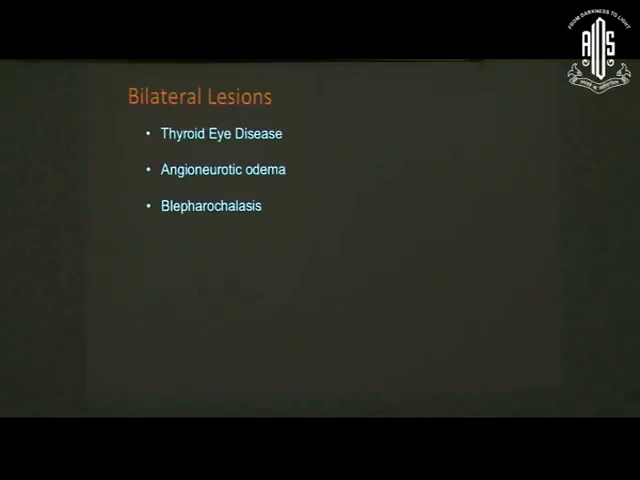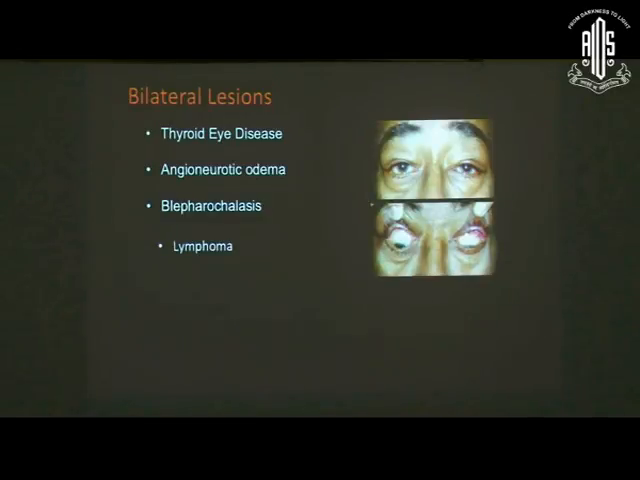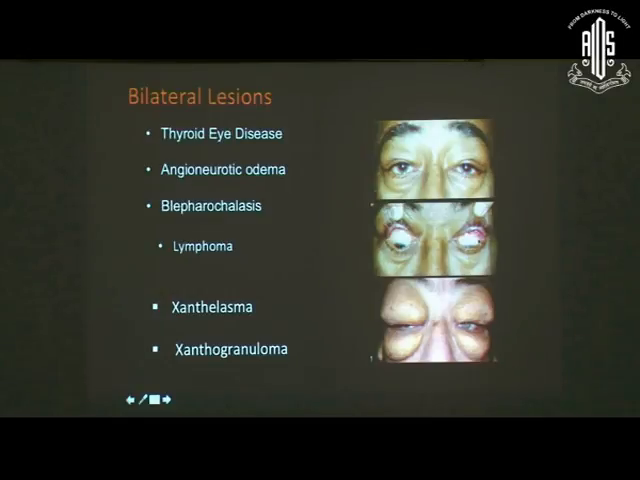Coming to bilateral eyelid lesions, most often the differential diagnosis is thyroid eye disease, angioneurotic edema, or blepharochalasis. But there are cases, often in older age groups, of lymphoma, where both the upper eyelids are swollen, with enlargement of the lacrimal gland, and on examining the conjunctiva, you will find a pinkish, salmon-like appearance. Some of the other lesions bilaterally to keep in mind are xanthelasma, which are benign deposits of cholesterol commonly seen in the upper lid, and xanthogranuloma.